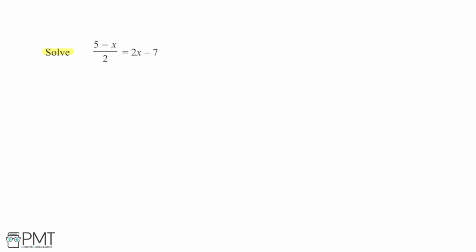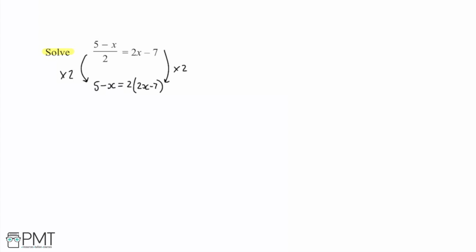So when I have a fraction, which I have over this side, I've got something divided by 2 here. Now it's going to make sense if I start off by multiplying both sides by 2 in order to get rid of this denominator that we have here. So if I multiply both sides by 2, I'm left with 5 minus x is equal to 2 lots of 2x minus 7.